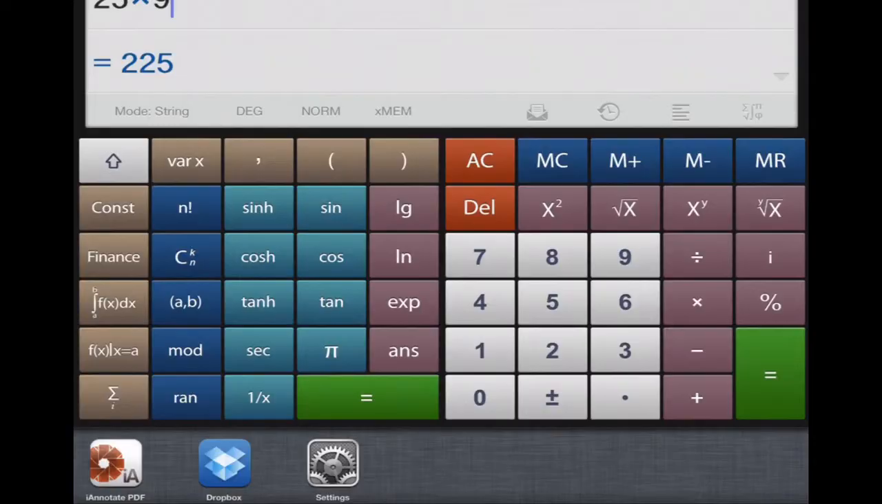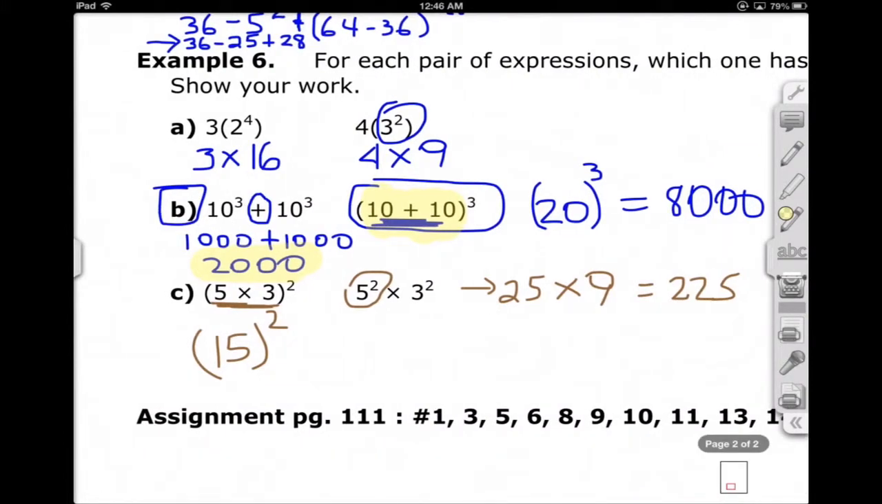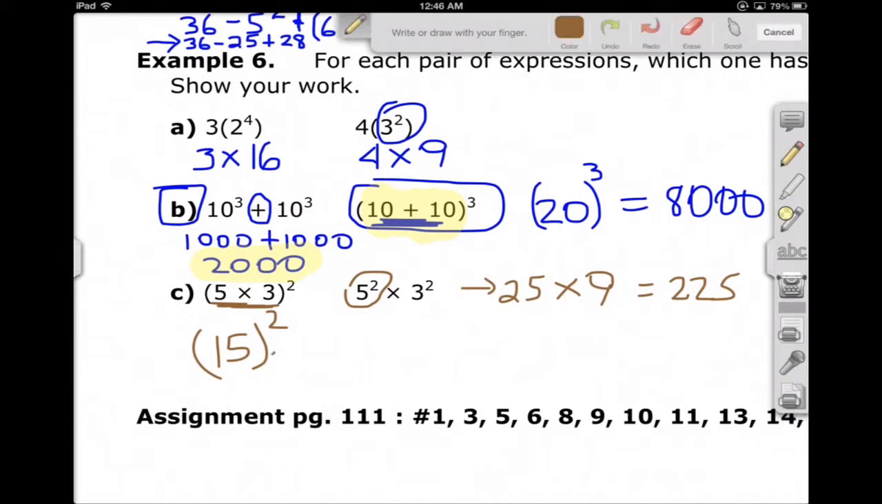That's why you can't trust calculators. If it seems odd, you have to look at it, even if it's late at night. This one here, 15 squared, is 225. So I want to point out the difference between the last two examples. These were added, and these were added. Now this, if you look at C below, this is power of a power.